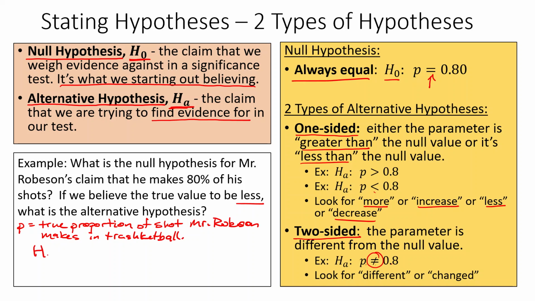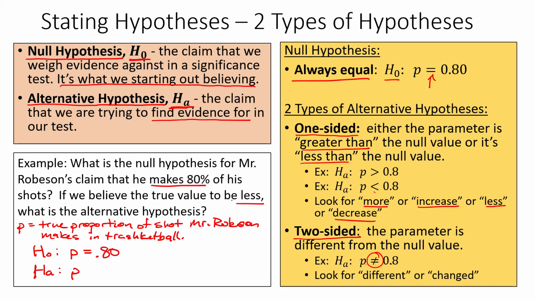All right, so now we're going to write our null hypothesis and our alternative hypothesis. So H sub 0 and H sub A. Our null hypothesis is always equal to. An alternative we're going to have to figure out based on context clues. So he claims that he makes 80%. So we're going to start off with p equal to 0.80.